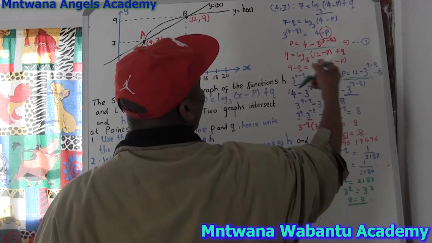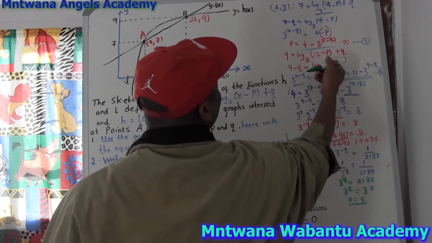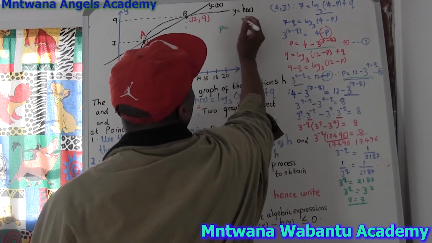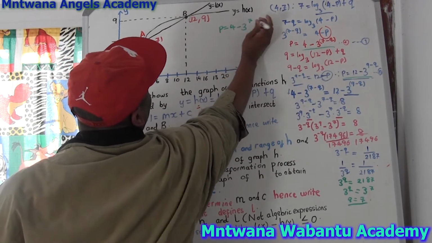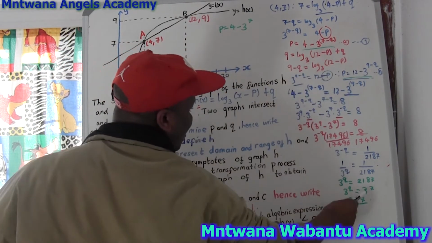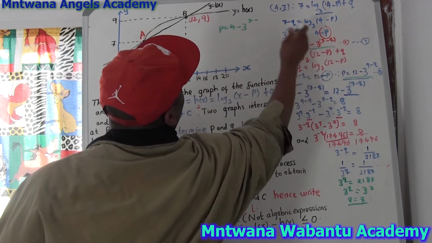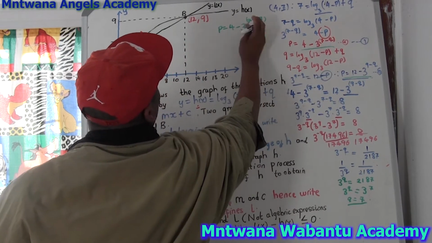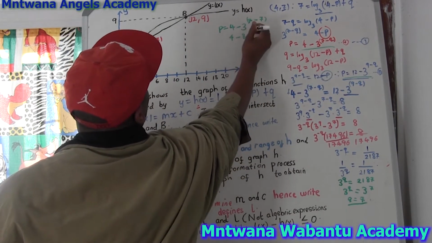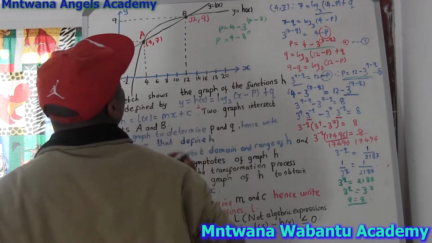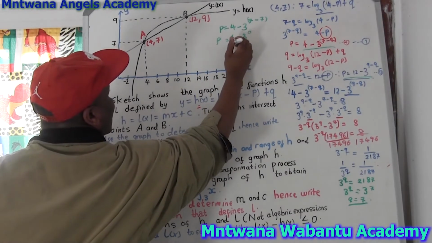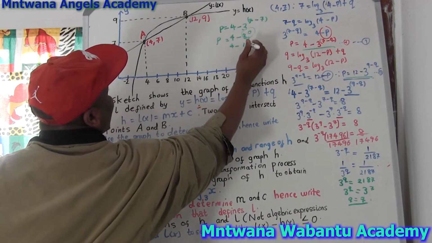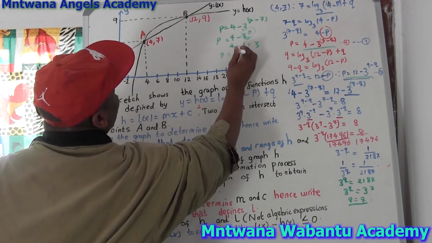So whichever one you want. Let me substitute either this or this. So our p equals 4 minus 3 to the power of q minus 7. And what is our q? Q equals 7 also. So 7 minus 7 equals 0. So it's like 4 minus 3 to the power 0. Any positive number to the power 0 equals 1. So 4 minus 1 equals 3. So our p equals 3.